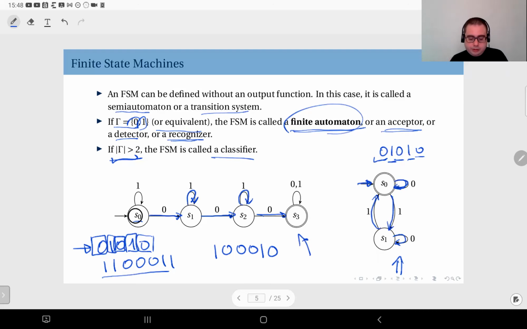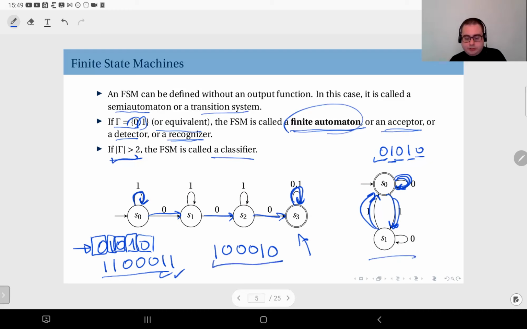1 1 0 0 1 1. So starting from S0, one here, another one, I'm still at S0, 0 0 0 1 and 1 keeps me at S3. So this string is also accepted by the left hand side automaton. How about the right hand side? Okay, so 1, another 1, 0, 0, another 0, and then 1, another 1. You are still at S0, so this is also recognized by the automaton on the right hand side.